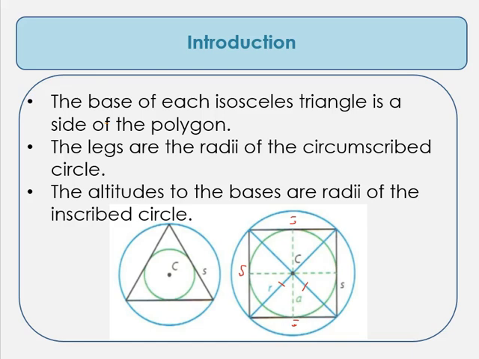The altitudes to the bases are radii of the inscribed circle. So here's an altitude. Let me highlight that so you can see it a little better. So here's an altitude. And the altitude to the base is a radius of the smaller circle, the inside circle. So if the altitude to the base is 3, then the radius of the inscribed circle is 3 also.